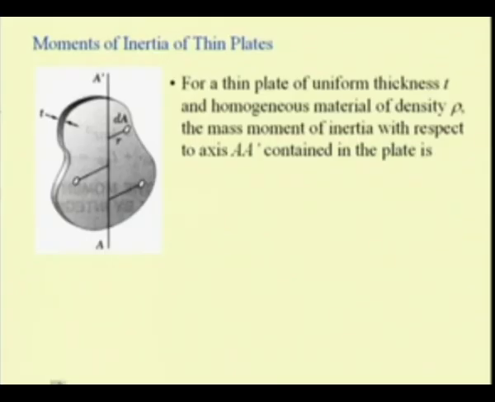So, here in this picture you see a thin plate whose thickness is T, and it is constituted of a homogeneous material. That means the density of the material does not vary from one point to another point in the given object. And let us consider this axis A prime, about which we are interested to find the second moment of this plate. This axis obviously lies in the plane of the object.